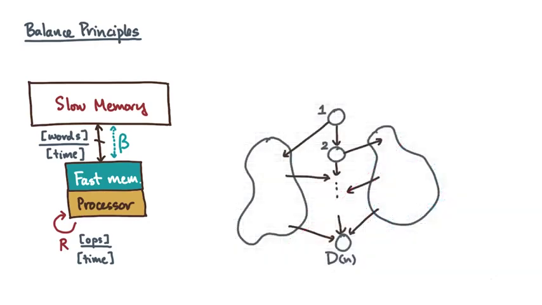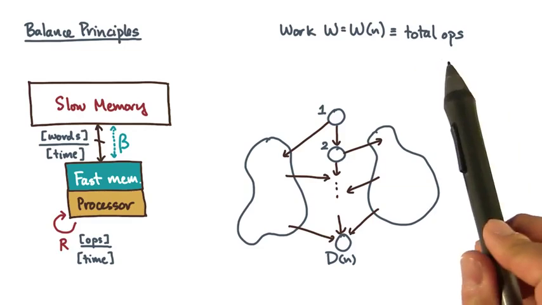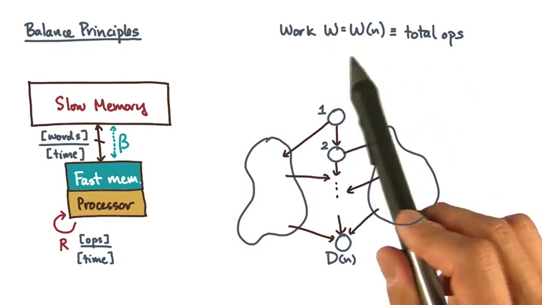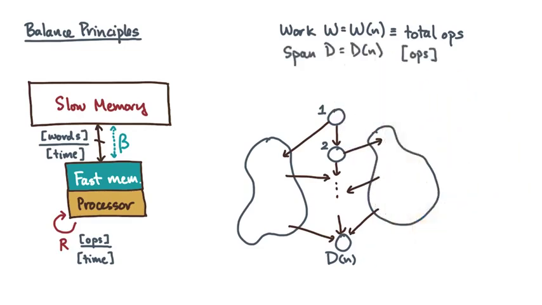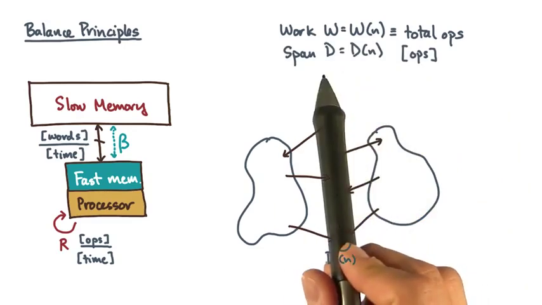In it, you characterize a computation by two components. The first is the work, or the total number of operations, which I'll denote by W, or W of n. The second is the span, or critical path length. We call that D of n, or D for short.